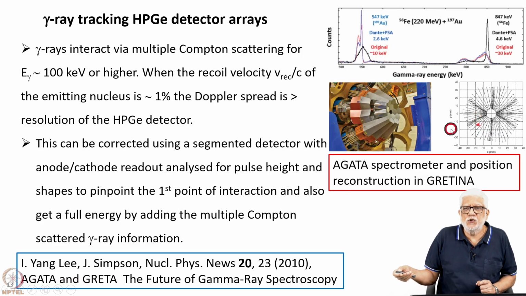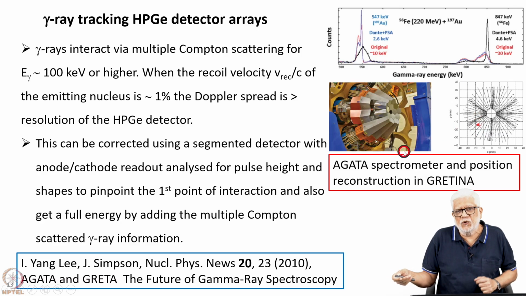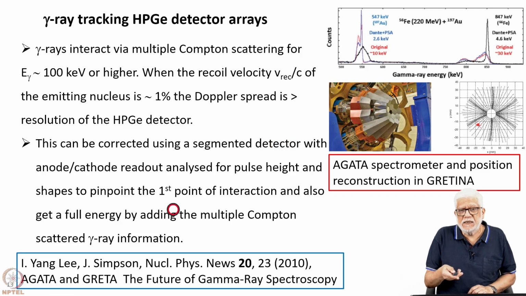So, that tells you where it has interacted, and then you can say that this is the primary vertex, and then you can add back energies corresponding to coincident detector events, detectors which fired. So, you can add these multiple Compton scattered gamma ray information, and from the first point of interaction you know where it has occurred. So, you know the theta, so you can correct for the Doppler shift. This is the reference given below. This is in Nuclear Physics News, which is actually very nice and freely accessible, and this is a review article in that.